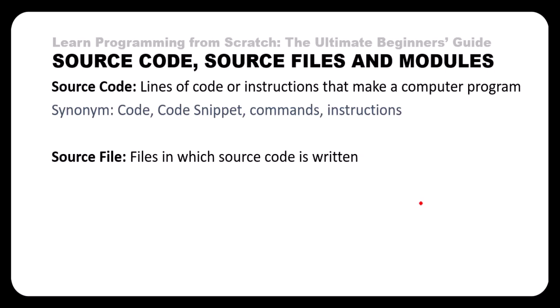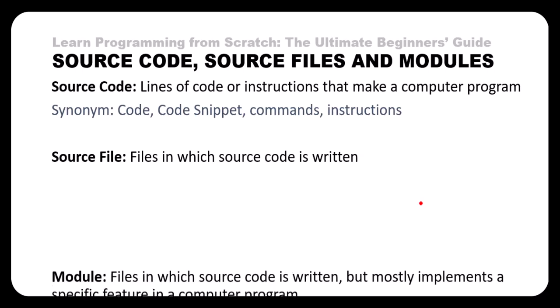So let's move on to source files. What are source files? Source files are simply files in which source code is written. If you write Java code, it will be written in a source file. There will be a file that specifically keeps that code. That file that keeps the code that you have written is what you call a source file.